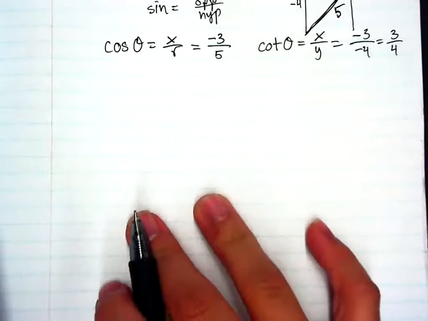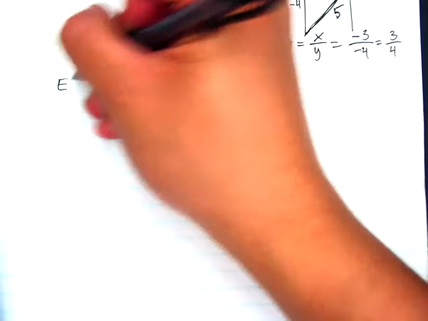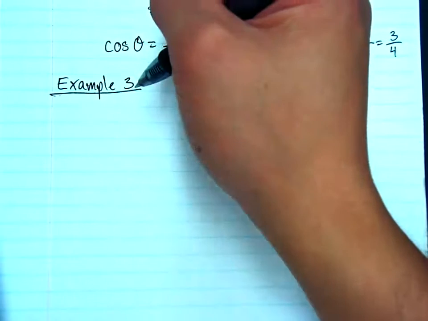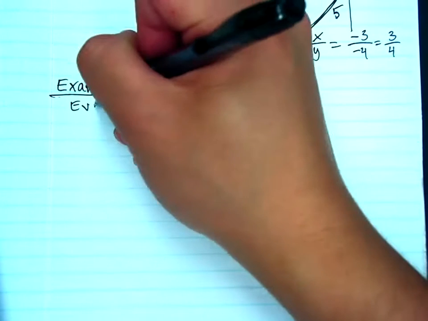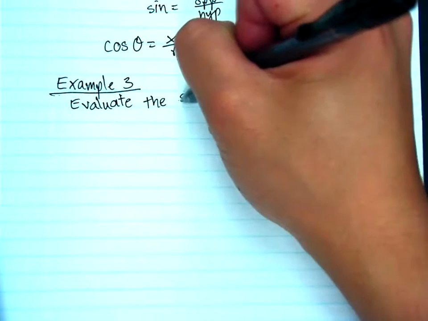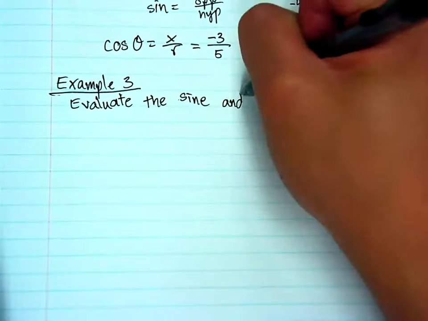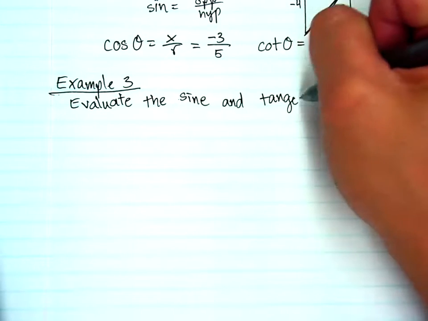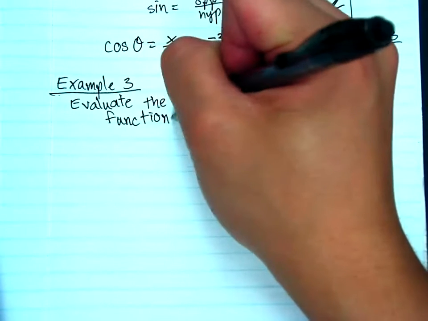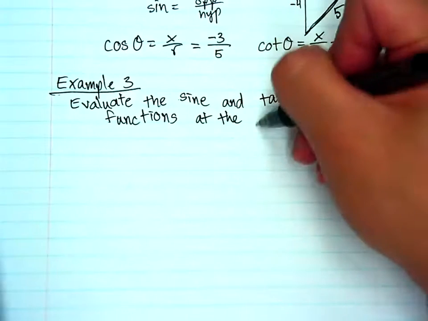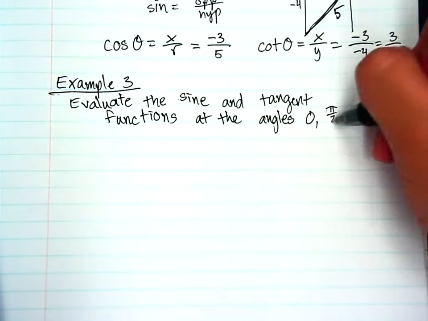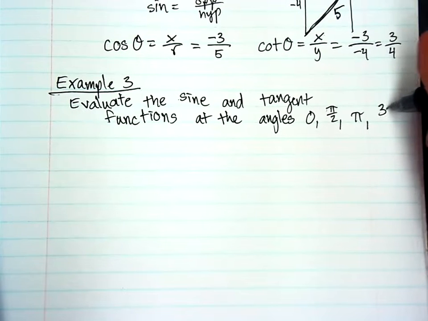Moving on to the last example then, we have example 3. This one's not too difficult. We are going to do a lot more evaluation though. So evaluate the sine and tangent functions at the angles 0, pi over 2, pi, and 3 pi over 2.